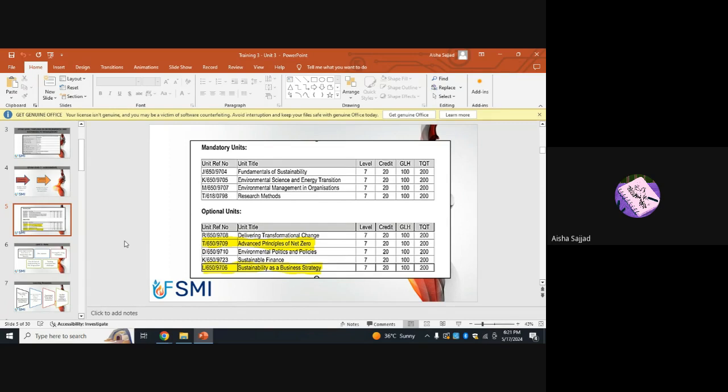So we are done with 2 units. We are on the third one, after which we will go on to the fourth unit, research methods, which is about formulating a research proposal. After that we will go on to the elective or optional units, of which the two I've highlighted here, Advanced Principles of Net Zero and Sustainability as a Business Strategy, are the ones that have been chosen as electives.